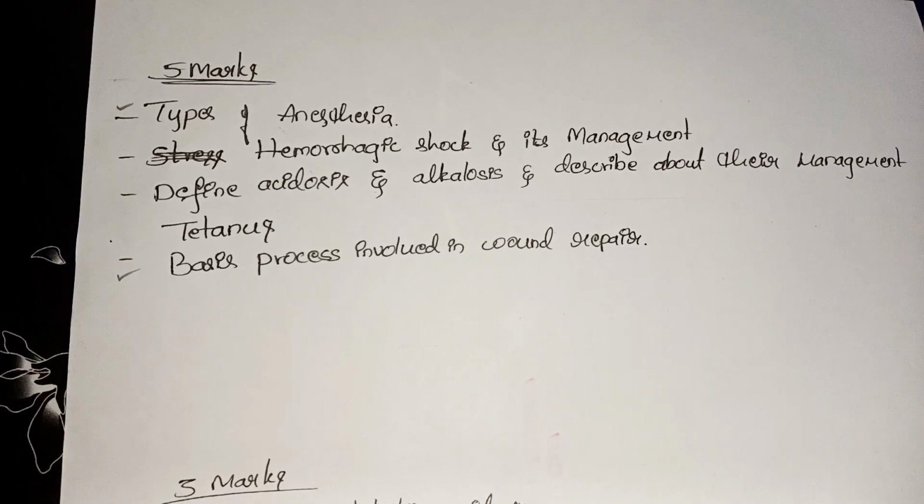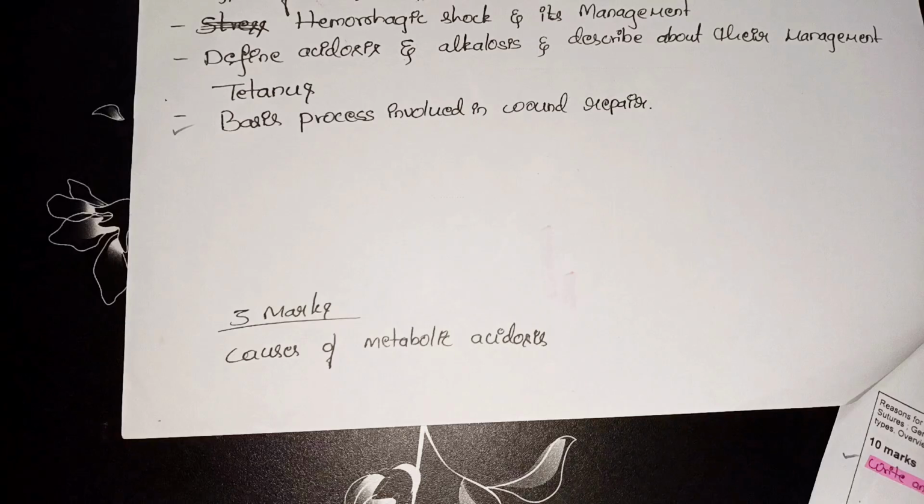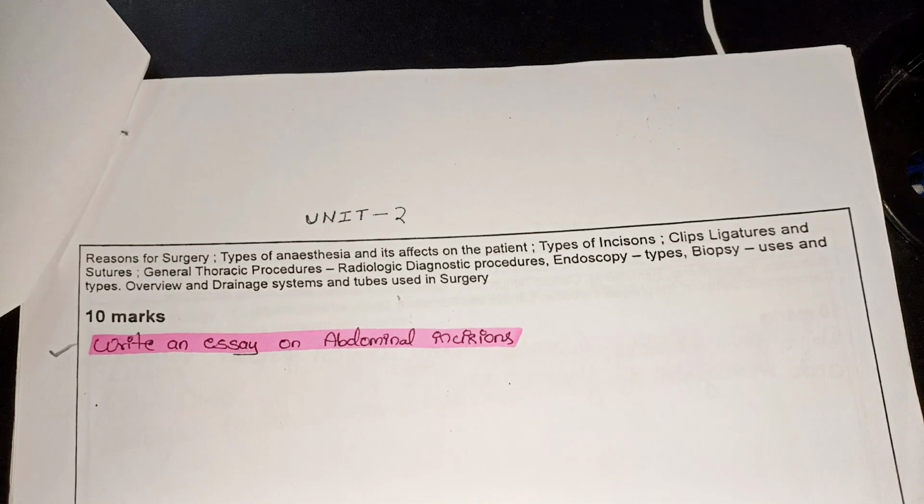Next, we have a few more important 5-mark questions of the same chapter. Types of anesthesia, hemorrhagic shock and its management, define acidosis and alkalosis and describe their management, tetanus, basic process involved in wound healing. And there is one more important 3-mark question, that is causes of metabolic acidosis. And that's all about this chapter.